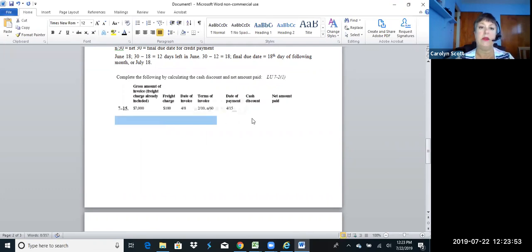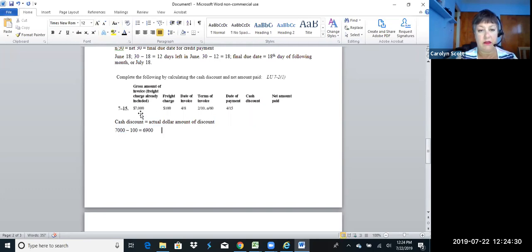So for this one, we are to figure the cash discount and the net amount paid. The cash discount is just another way to say the actual dollar amount of discount received per the contract or per the terms of sale. Whether that means you actually have to pay cash for the discount or not is up to the terms of the sale. And it's pretty easy.